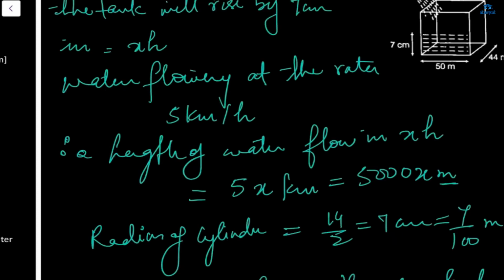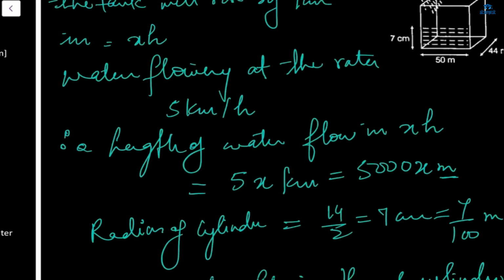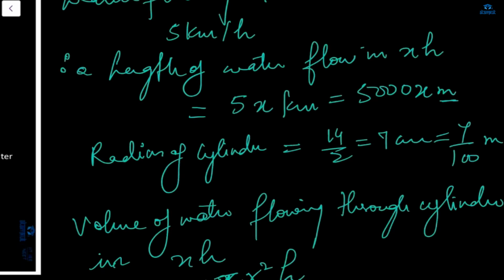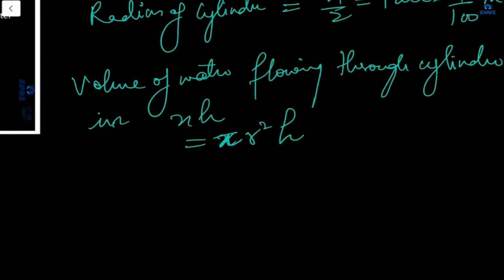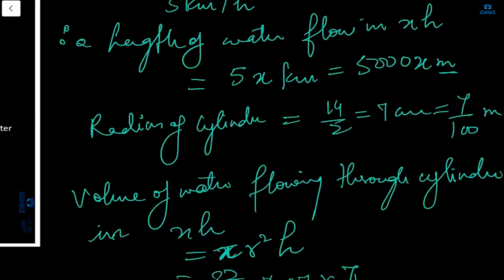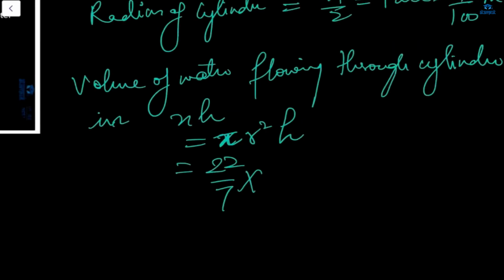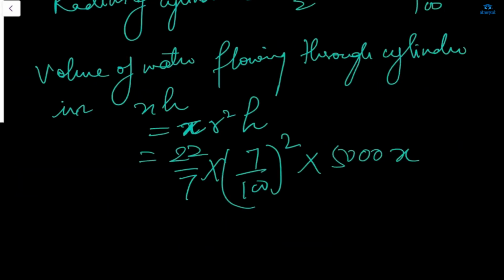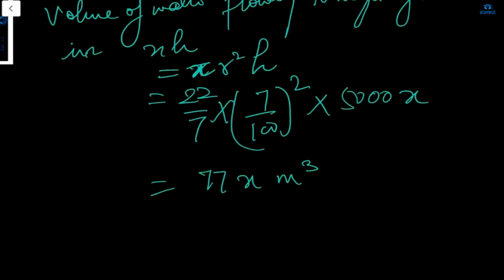Since it is flowing with 5 kilometer per hour, and we have assumed that the height will go 7 centimeter in X hour, the length of the water flow in X hour is 5000x. Now we are going to put the value here and find out: 22 by 7 into the radius 7 upon 100 squared, and the height of the water, which we have calculated, 5000x. Now if you calculate this, the 7 gets cancelled, and we get 77x meter cube.